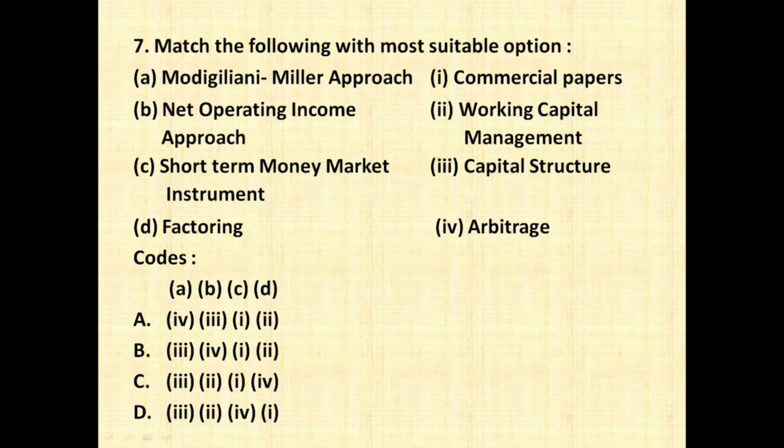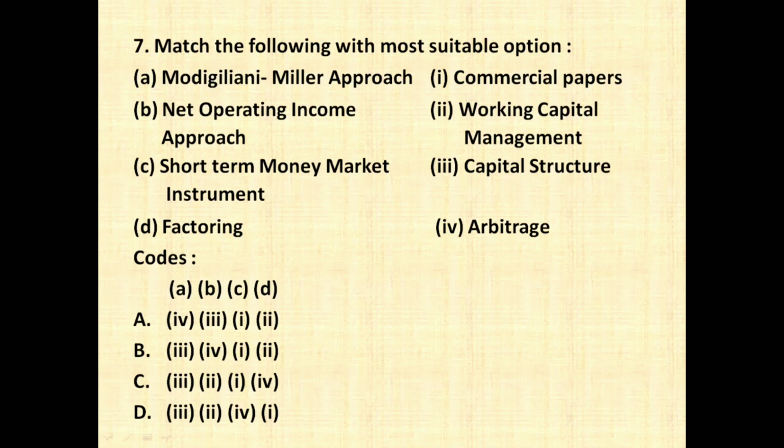The next question is a match the following question. You have been given 8 different terms and you have to match the 4 terms or 4 pairs. Now first one is Modigliani-Miller approach, second one is net operating income approach, third one is short-term money market instrument, and fourth one is factoring.